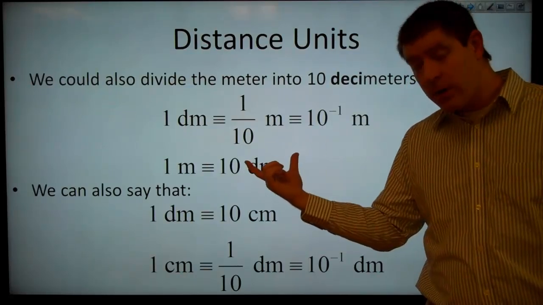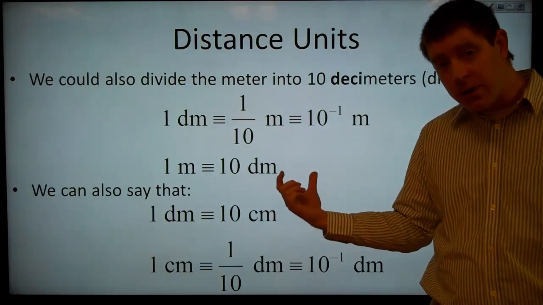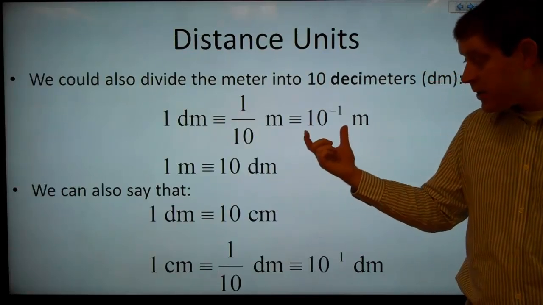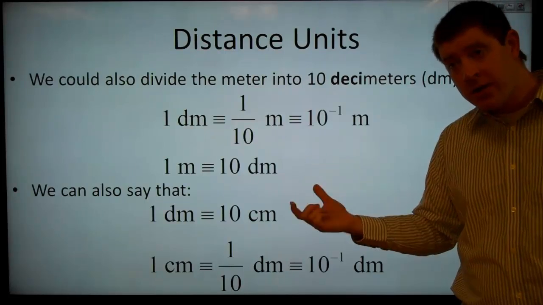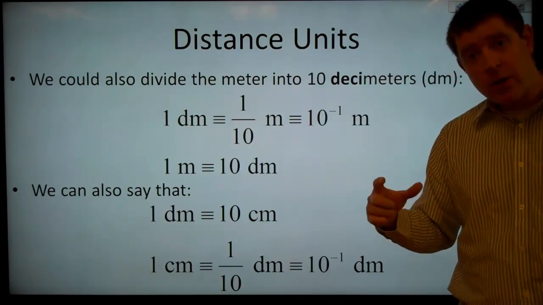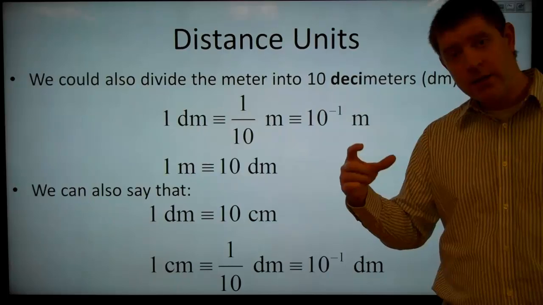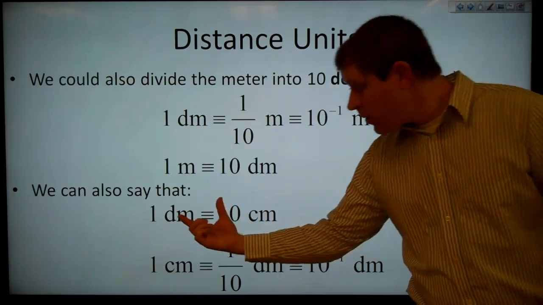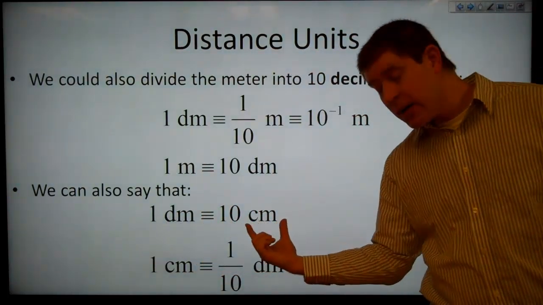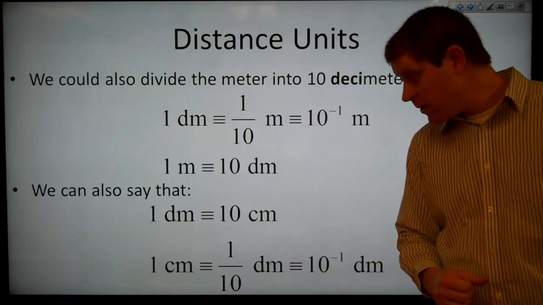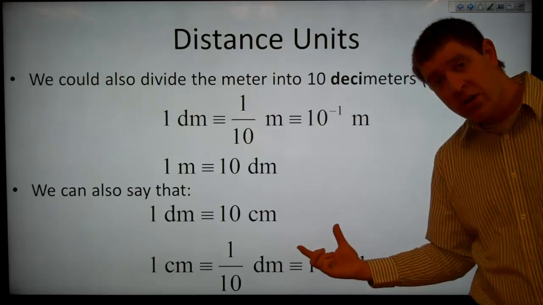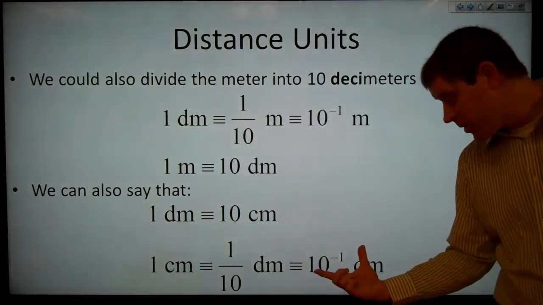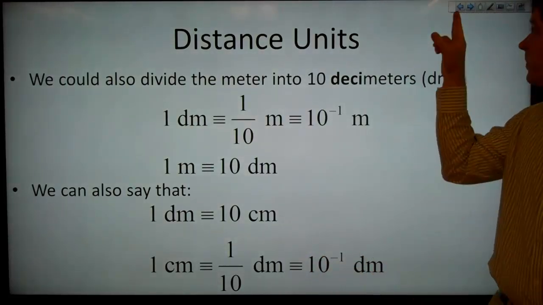We can also then relate our decimeters to centimeters. If we have 10 decimeters in a meter and 100 centimeters in a meter, then it must be that we have 10 centimeters in 1 decimeter. So 1 decimeter is exactly equal to 10 centimeters. Or 1 centimeter is exactly equal to 1/10 of a decimeter, or 10 to the minus 1 decimeters.